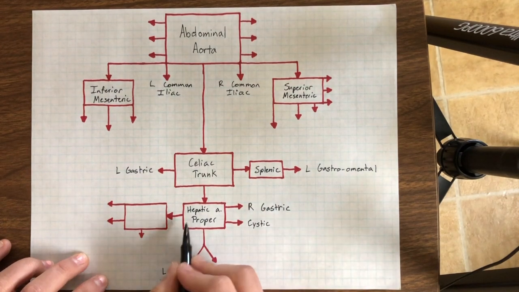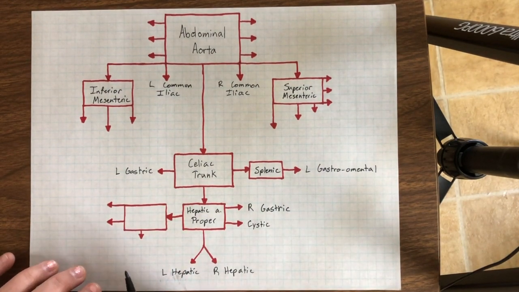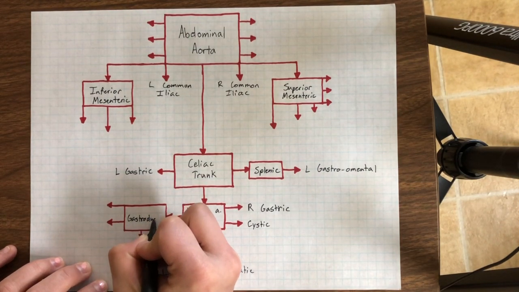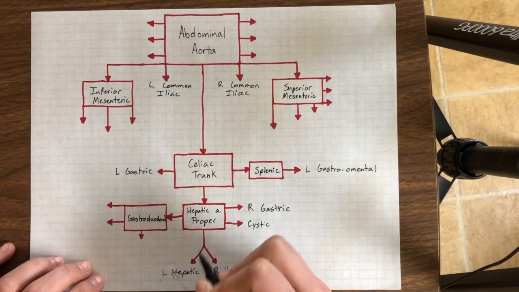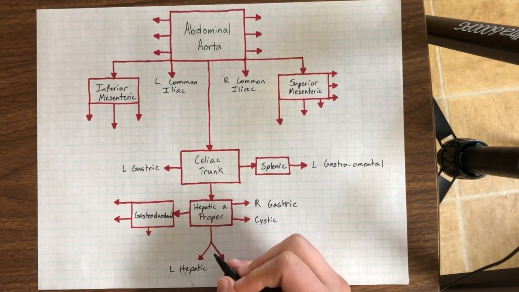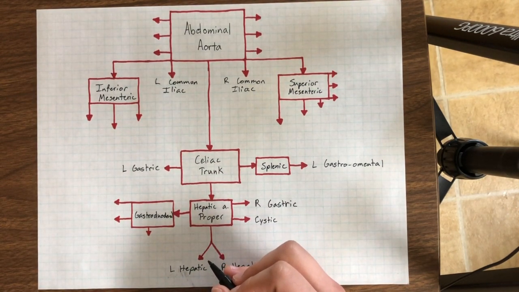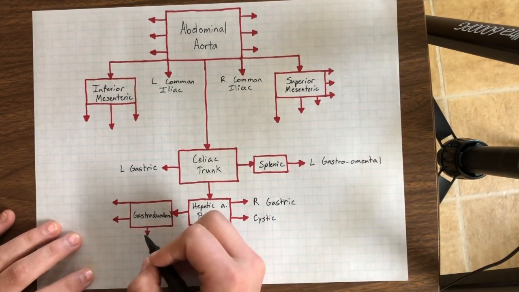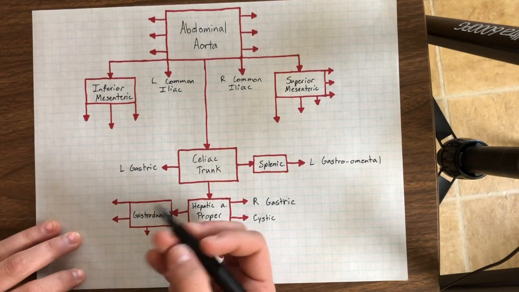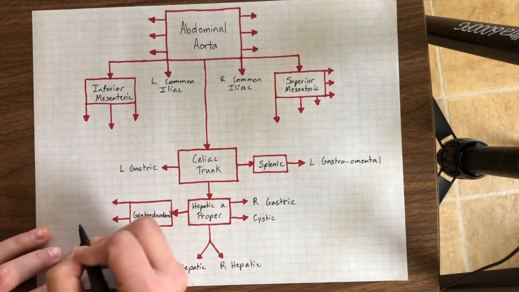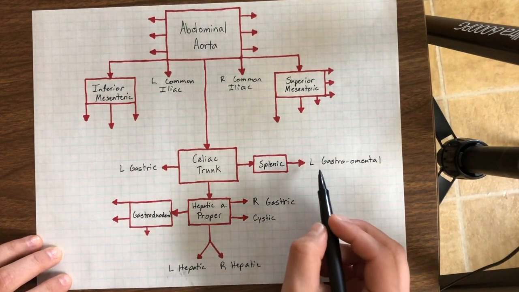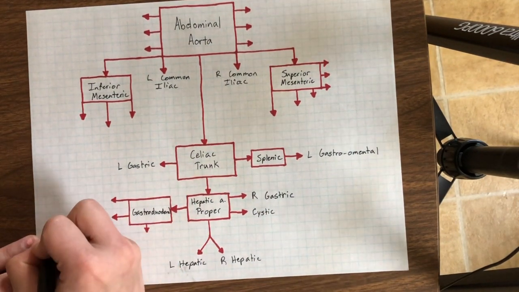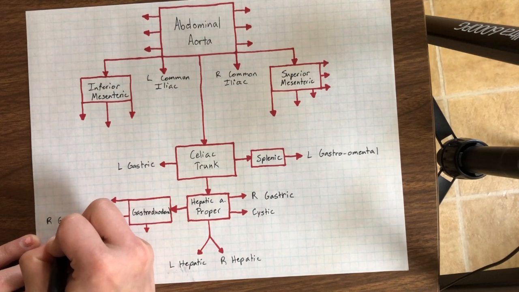All right, and our last branch coming off of the hepatic artery proper is going to be our gastroduodenal. Ran out of space there. Gastroduodenal. And this is also going to branch. Got a lot of branching going on. So one of the first branches is going to be your right gastroomental, which is going to be supplying the right aspect of the greater curvature of the stomach. So we've got right gastroomental.